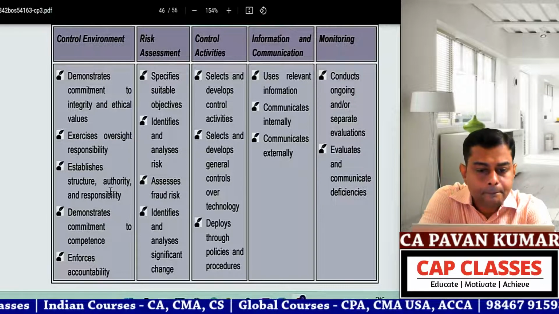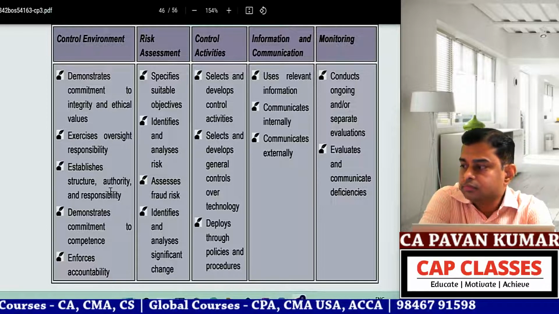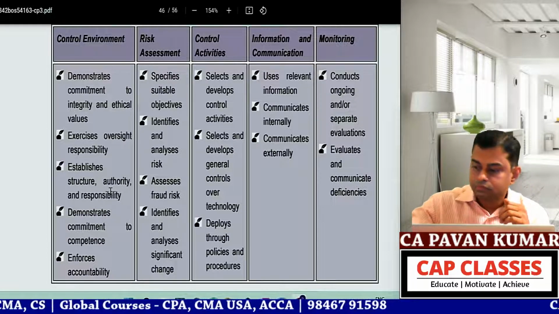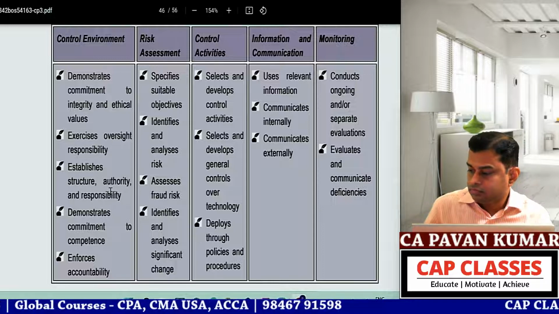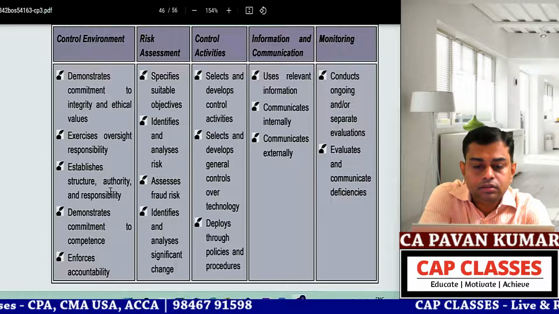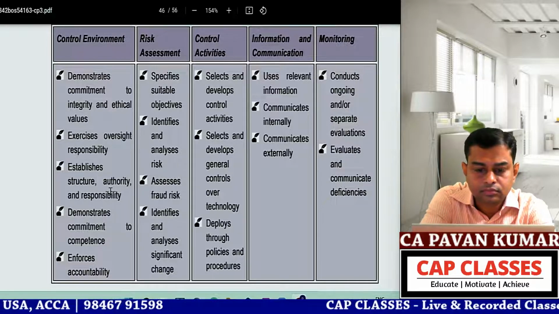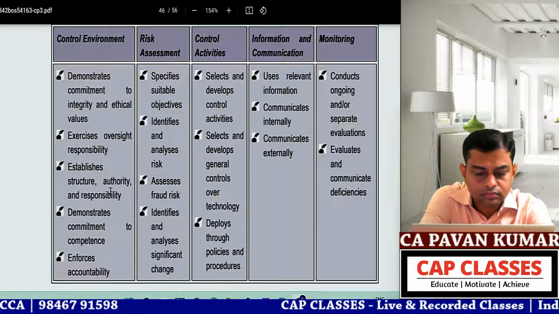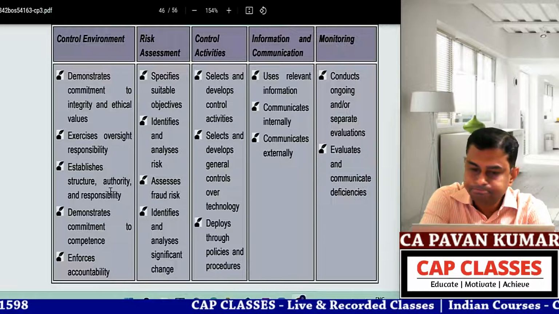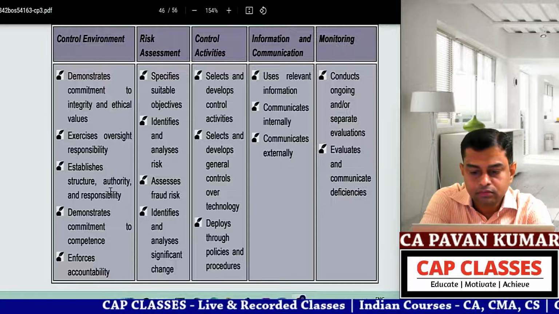Control environment: demonstrates commitment to integrity and ethical values. Exercises oversight responsibility. Establishes structure, authority and responsibility. Demonstrates commitment to competence. Enforces accountability. Risk assessment: specifies suitable objectives. Identifies and analyzes risks. Assesses fraud risk. Identifies and analyzes significant change. Control activities: selects and develops control activities. Selects and develops general controls over technology. Deploys through policies and procedures.